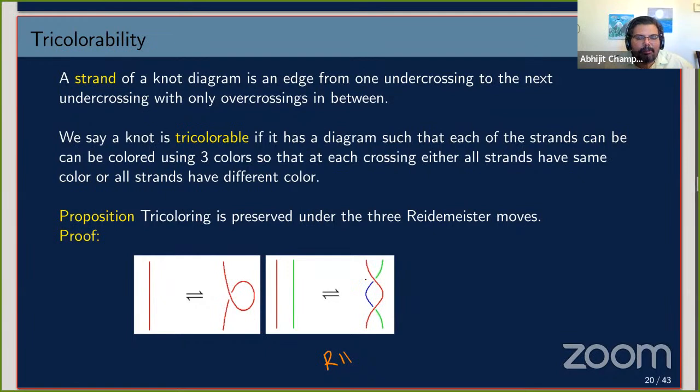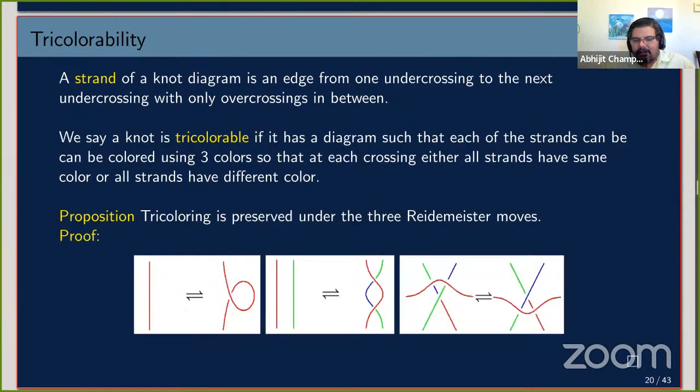So if your knot can be tricolored with three different colors, and you change the diagram under Reidemeister two or one, it is still tricolorable. And here is the move under the Reidemeister three. Again, every crossing is tricolorable. And if you move this strand right over the crossing, you can also extend the tricoloring, meaning that again at every crossing, it either has three distinct colors or the same color.